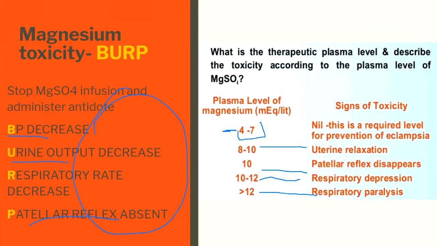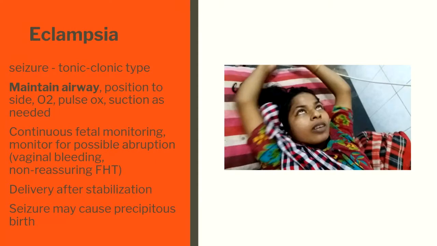So sad. All right, and if we don't control preeclampsia, it's going to lead to eclampsia, which is essentially a seizure, which is why she's getting the magnesium sulfate. Okay, we're going to maintain the airway, understand that when a mom is having a seizure, it's going to affect the baby. So you're going to do continuous fetal monitoring, monitor for possible abruption, because if she has a seizure, then her placenta might abrupt. Okay, vaginal bleeding, non-reassuring fetal heart tones. You're going to stabilize and deliver them all.